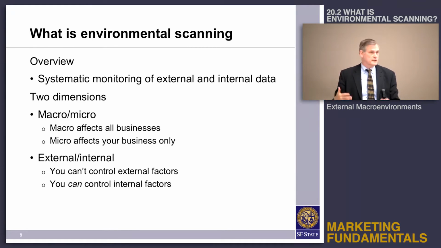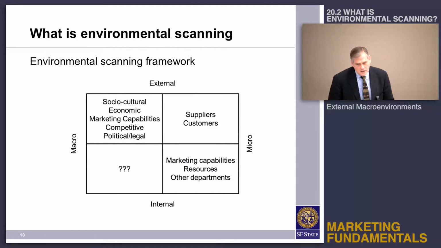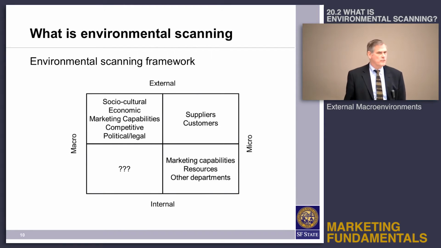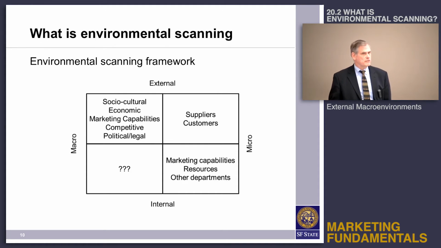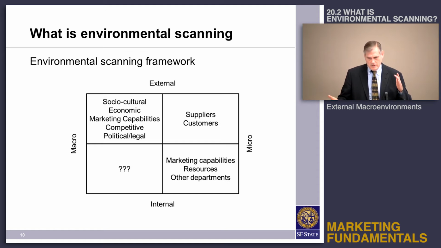Internal issues are things that you do have control over, which leads to this framework, which I feel is useful for environmental scanning. It's your famous 2x2 consulting matrix. You have on one axis external versus internal, meaning whether or not you have control over it. And on the other axis, macro versus micro, meaning whether it affects all industries or whether it affects just your company.